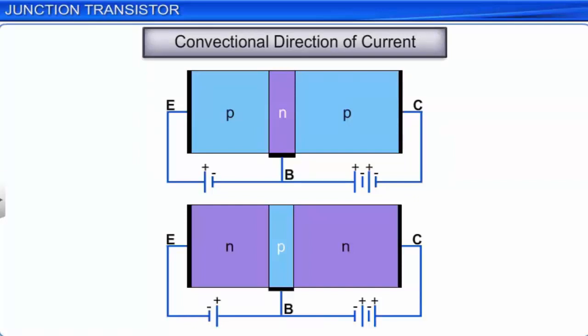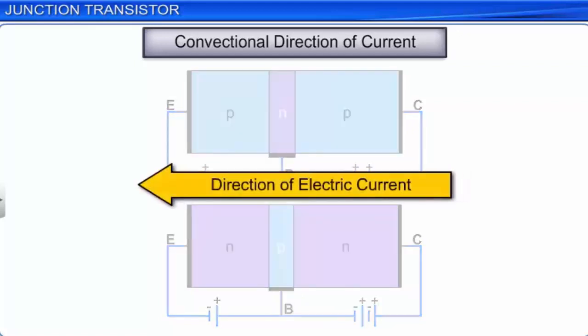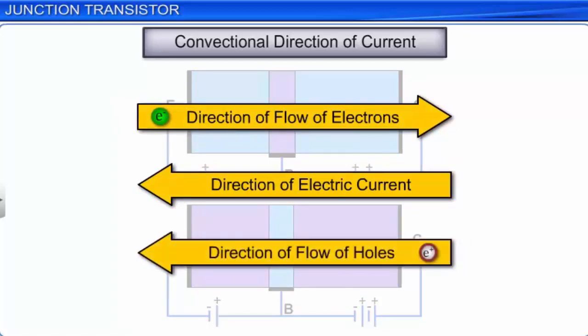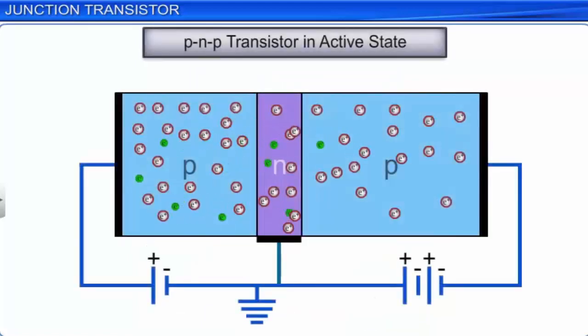When the emitter base junction of a PNP transistor is forward biased, a large number of holes from the emitter enter the base. This large flow of holes from the emitter to the base constitutes the emitter current. This current is equal to the current entering the emitter from the emitter terminal connected to the battery.